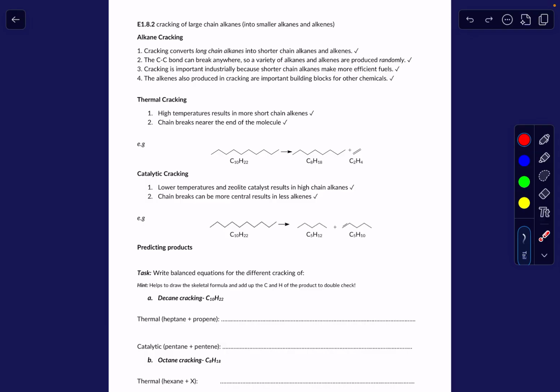Number one is thermal cracking. You can read the information here, and I do advise it because these are the things they can ask you in detail to explain. But I just want to show you the trick of how to do the equations. So for thermal cracking, we're going to use high temperatures, and it's going to split the molecule toward the end.